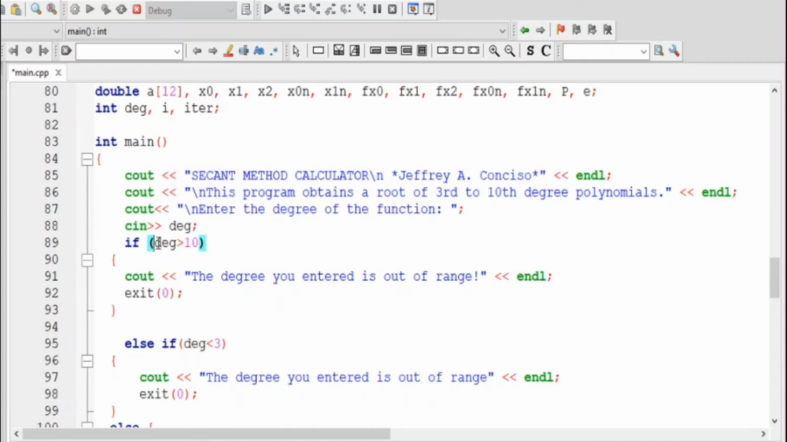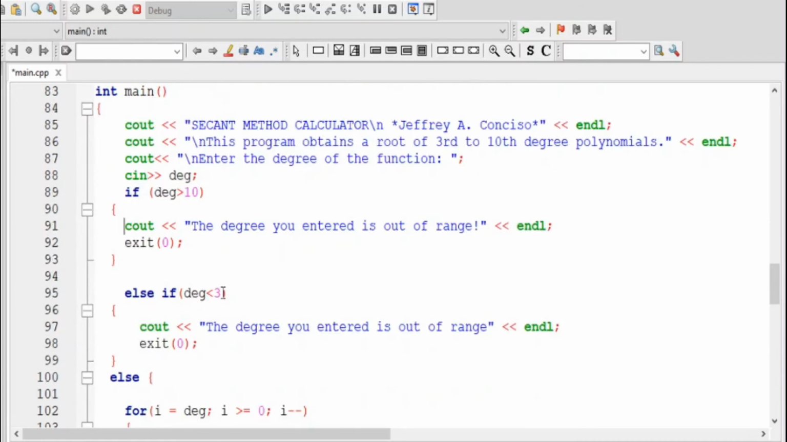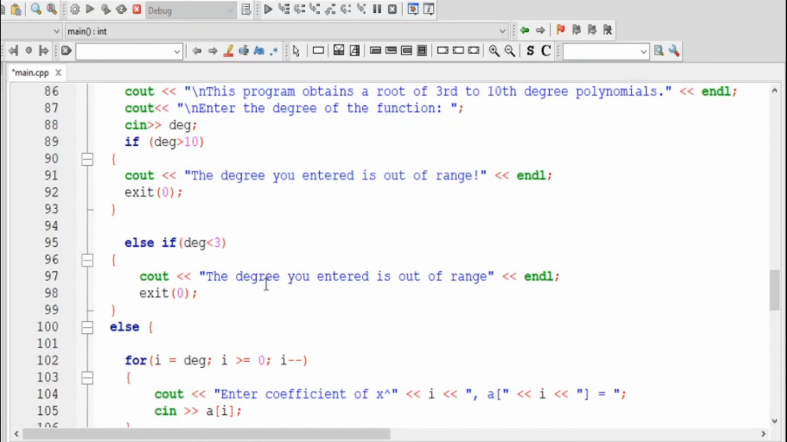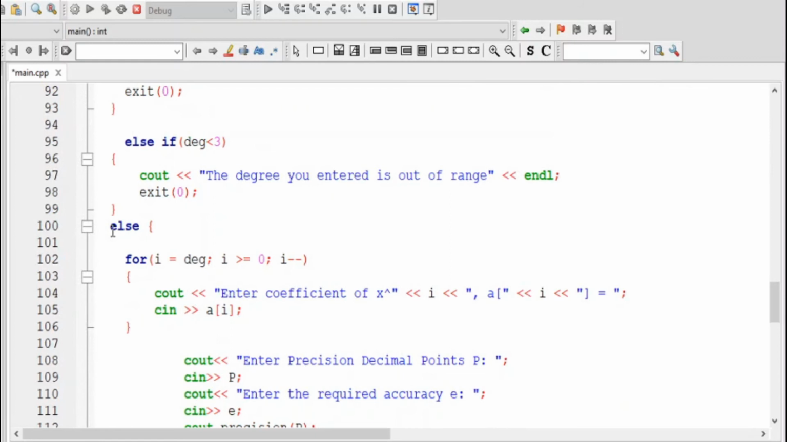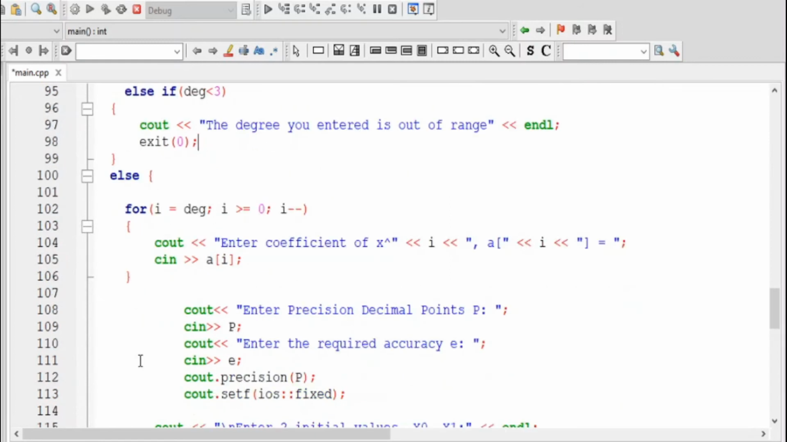If the entered value is greater than 10, we will print "the degree you entered is out of range," then the program will be terminated. Else, if the degree is less than 3, then we will print in the console "the degree you entered is out of range," and the program will be terminated. Else, repeat this loop: for I equal to degree, while I is greater than or equal to 0, the I minus minus will decrease it until 0.